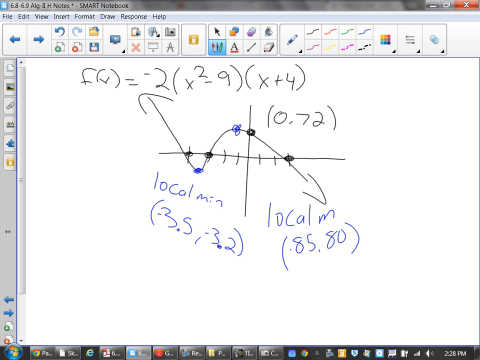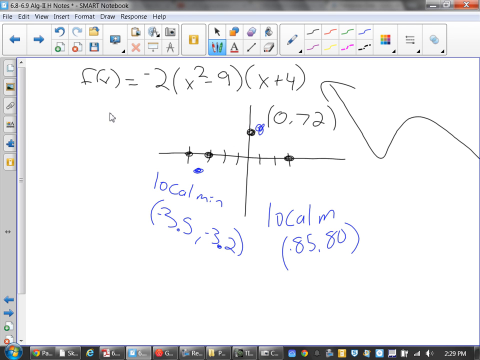Now, if you look at it, that means my graph is a little bit wrong, isn't it? My curve, my maximum occurred on the other side, so my curve should be a little bit more like that.